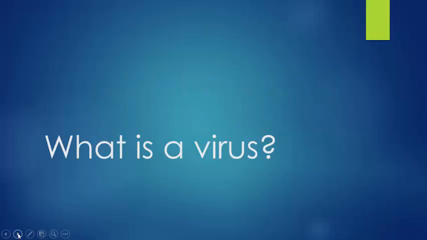What is a virus? The dictionary definition of a virus is the following. An infective agent that typically consists of a nucleic acid molecule and a protein coat, is too small to be seen by light microscopy, and is able to multiply only within the living cells of a host.